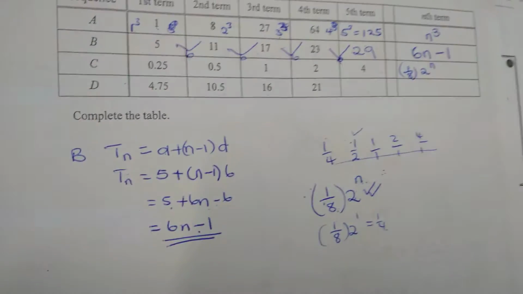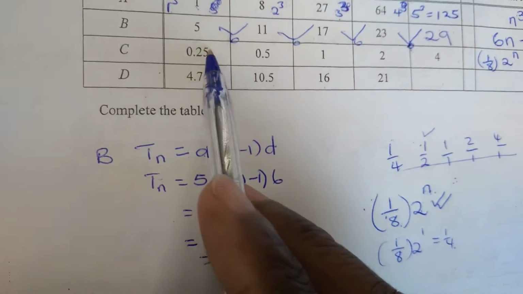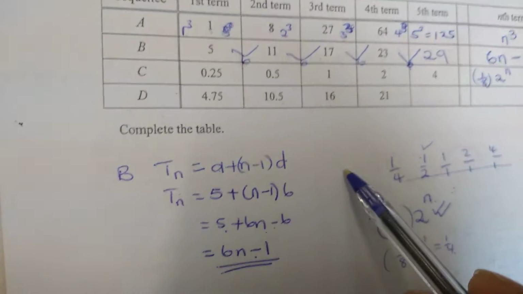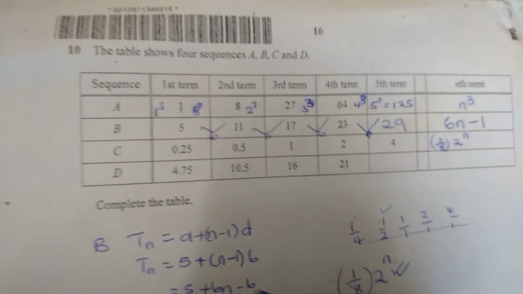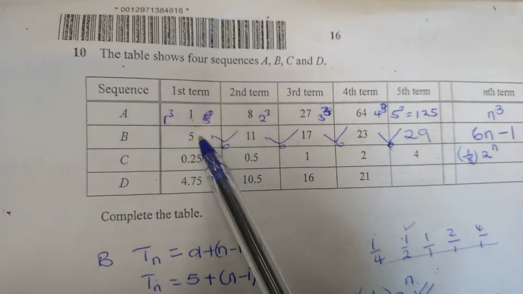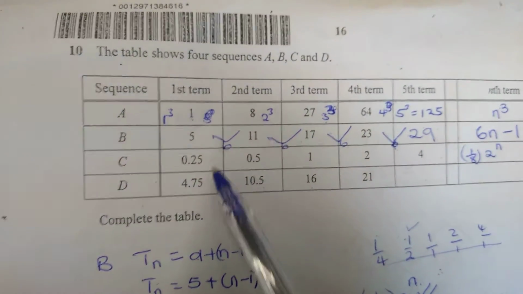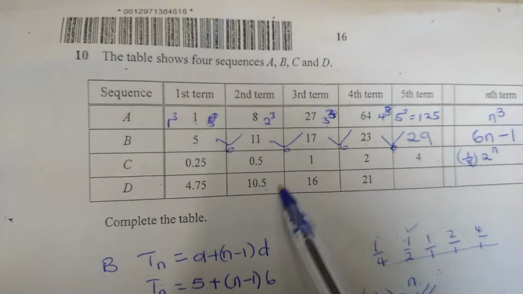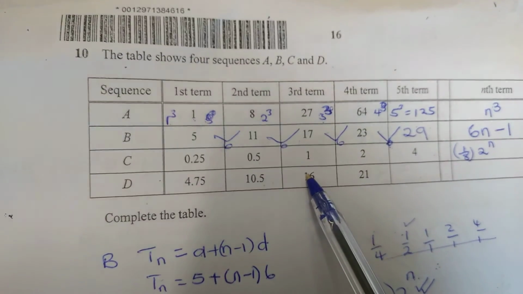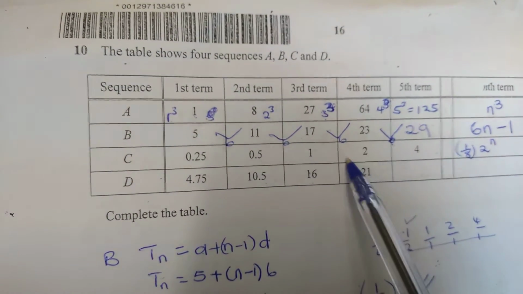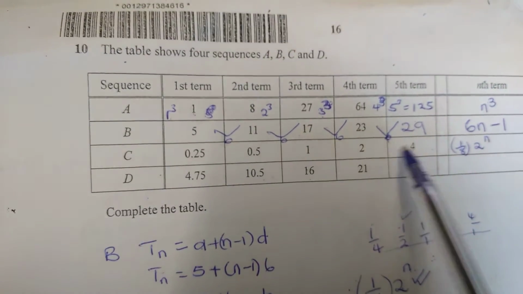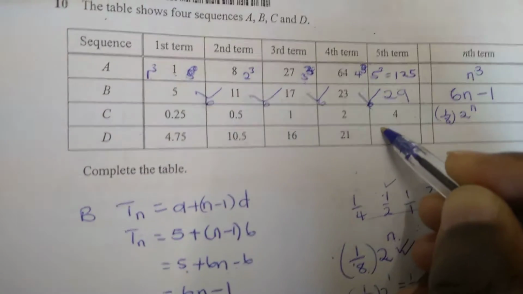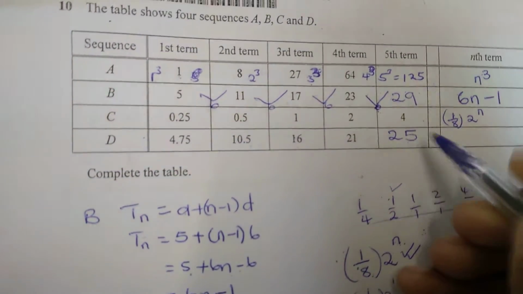And then finally, we have this sequence 4.75, 10.5, 16. How are these numbers generated? Right, can I bring you closer to this? You see 5 minus 0.25, you get this number. 11 minus 0.5, you get 10.5. This minus that. 17 minus 1, 16. 23 minus 2, 21. So it means 29 minus 4, we are going to get 25. So this is 25.